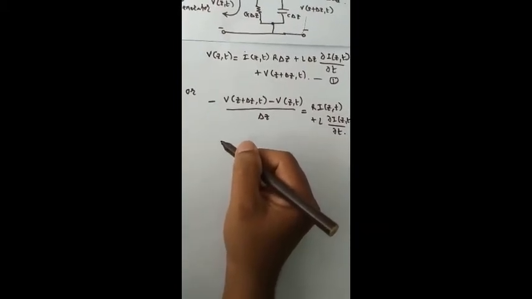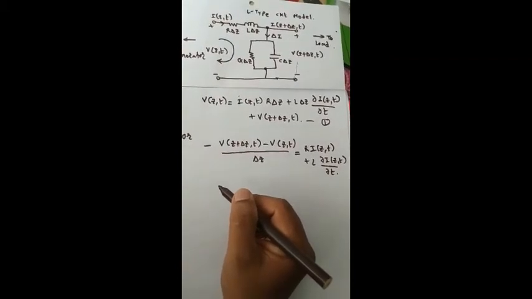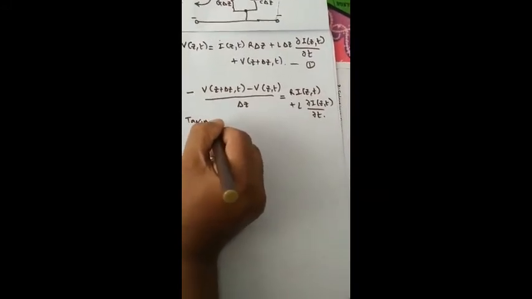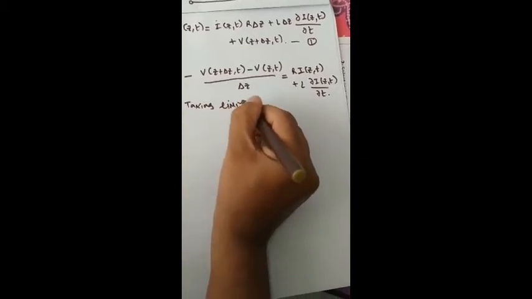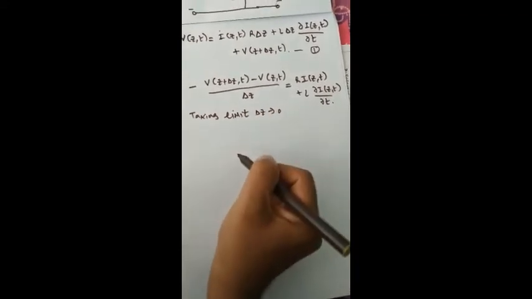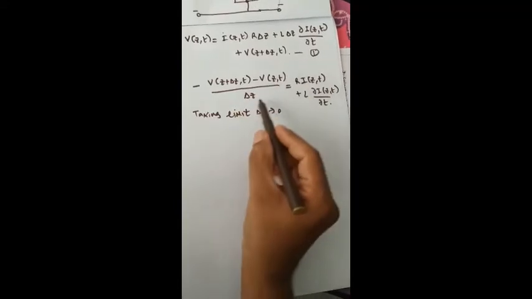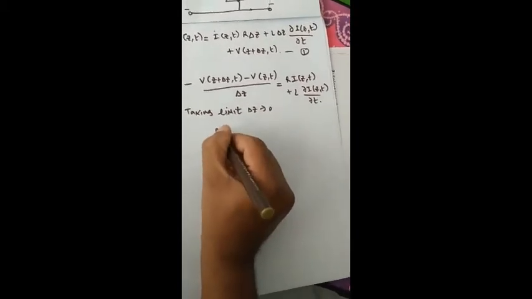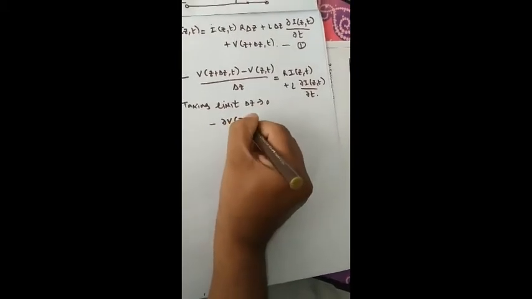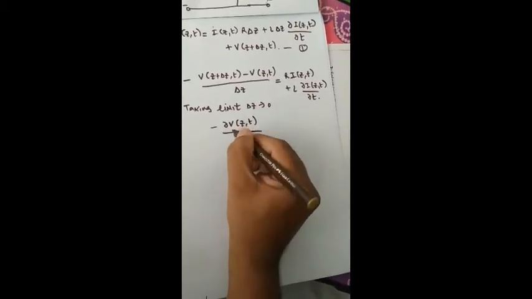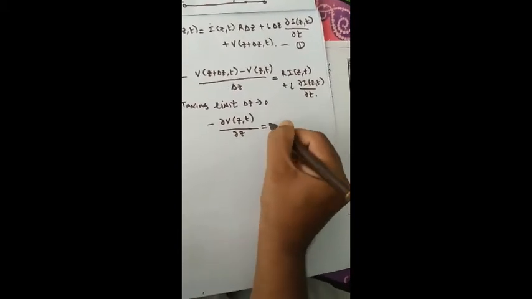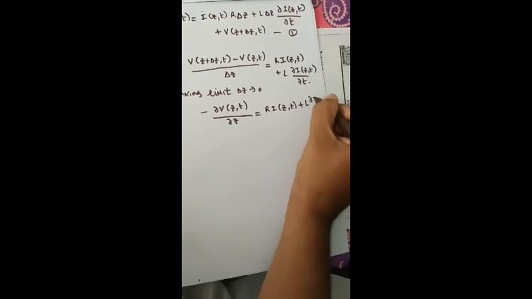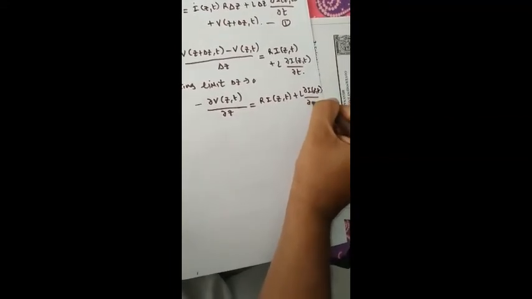So now I have such a relation where, if I take the limit delta Z tends to 0, then I can express this as the differential relation, which is nothing but minus del V(Z,t) over del Z, and that is equal to R I(Z,t) plus L del I(Z,t) over del t.